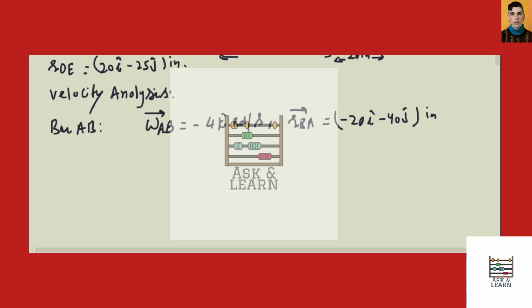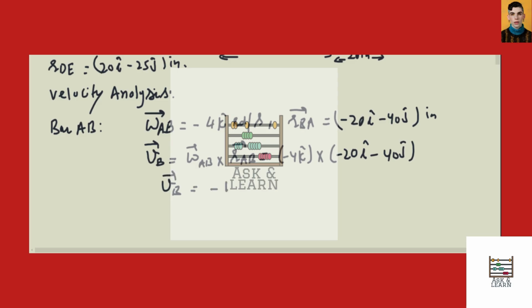So the velocity of point B you can write as omega cross the position vector of AB. Substituting the values, minus 4 k cap cross minus 20 i cap minus 40 j cap. So the velocity of point B we will get as minus 160 i cap plus 80 j cap inch per second. Say this is equation 1.